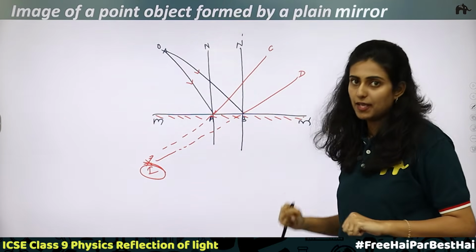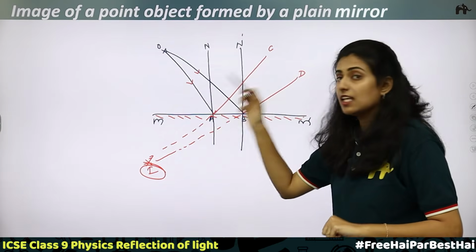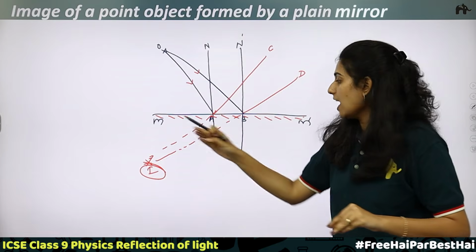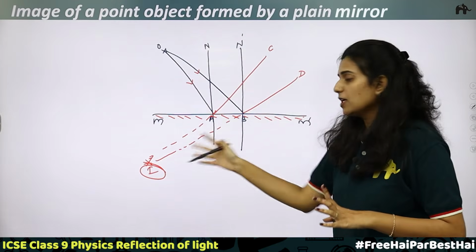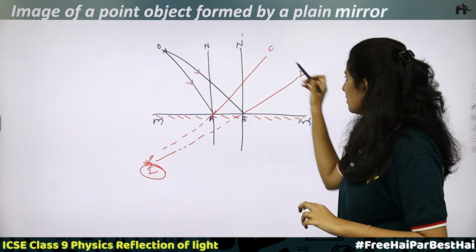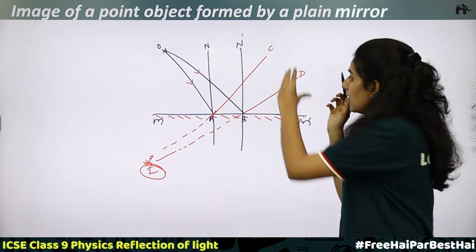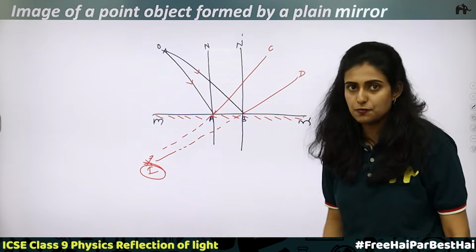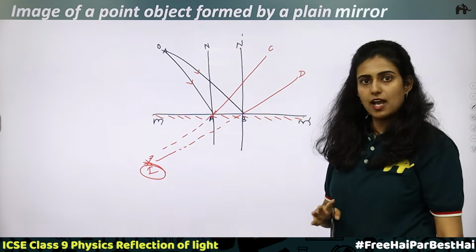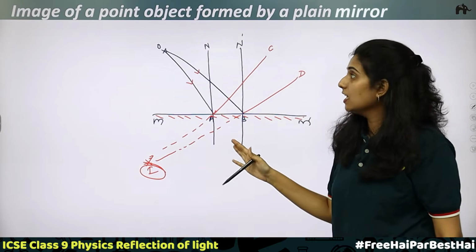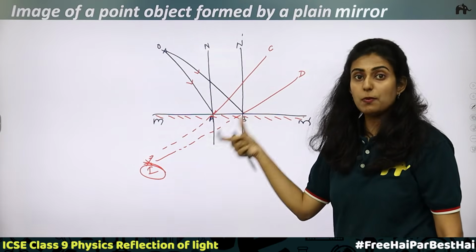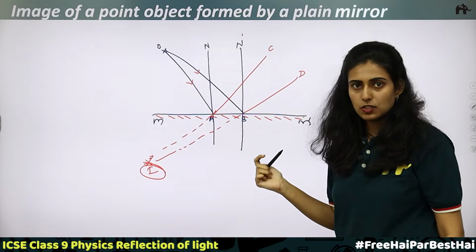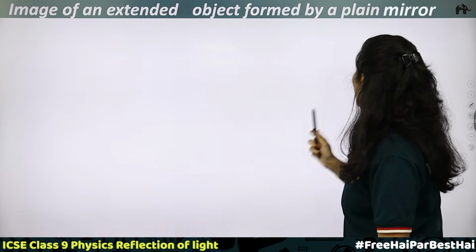This is the case of a plane mirror. The rays of light appear to come from the point I. This point I does not actually exist because the image formed is a virtual image. When you check from here, you will see that the light rays are coming from I, and I is where the image is formed. Understood? This is how we find the image of a point object formed by a plane mirror.